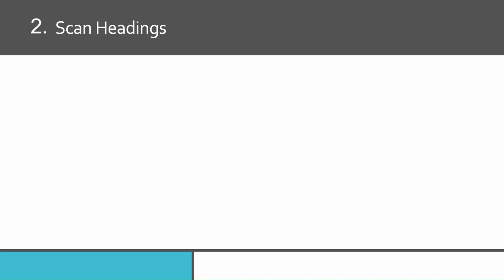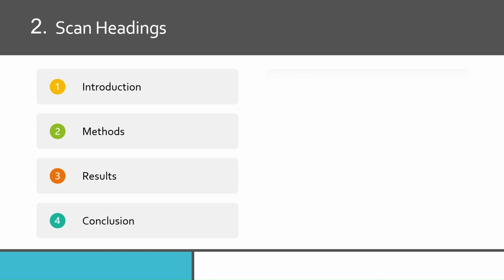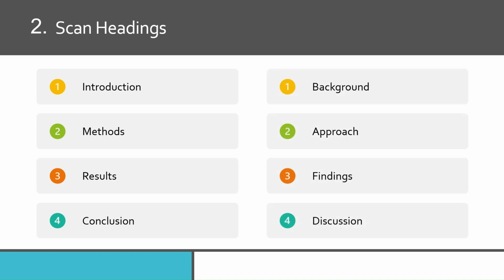Second, if you understand and the article is relevant to your needs, scan the headings. Journal articles are usually separated into at least 2 or 3 different sections. Although what the sections are called can vary from article to article, these are just a few examples of section headings you might come across. Regardless of the section titles, articles will always have a beginning that introduces the main topic and the author's goals, a middle where the authors explore their topic, and an end that summarizes the author's main takeaways.